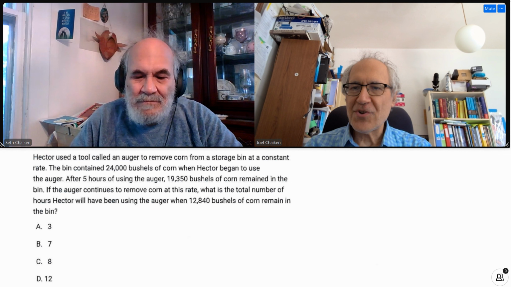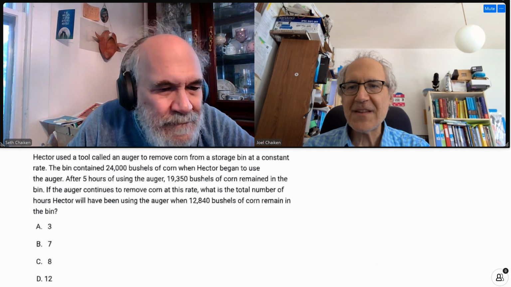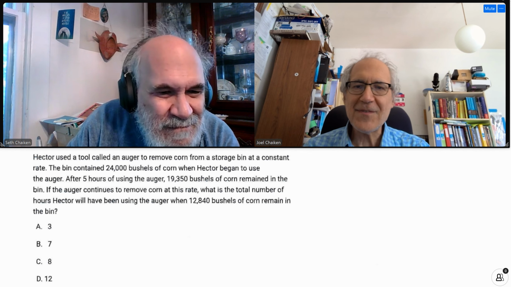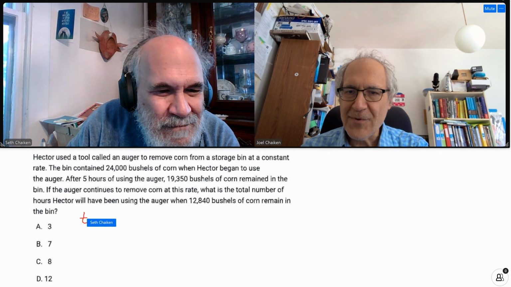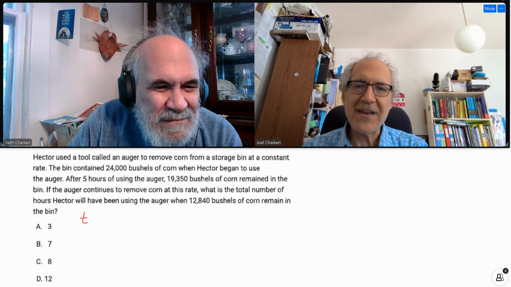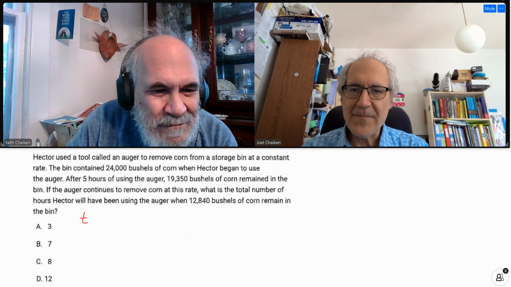Hector used a tool called an auger to remove corn from a storage bin at a constant rate. The bin contained 24,000 bushels of corn when Hector began to use the auger. After 4 hours of using the auger, 19,350 bushels of corn remained in the bin. If the auger continues to remove corn at this rate, what is the total number of hours Hector will have been using the auger when 12,840 bushels remain in the bin?